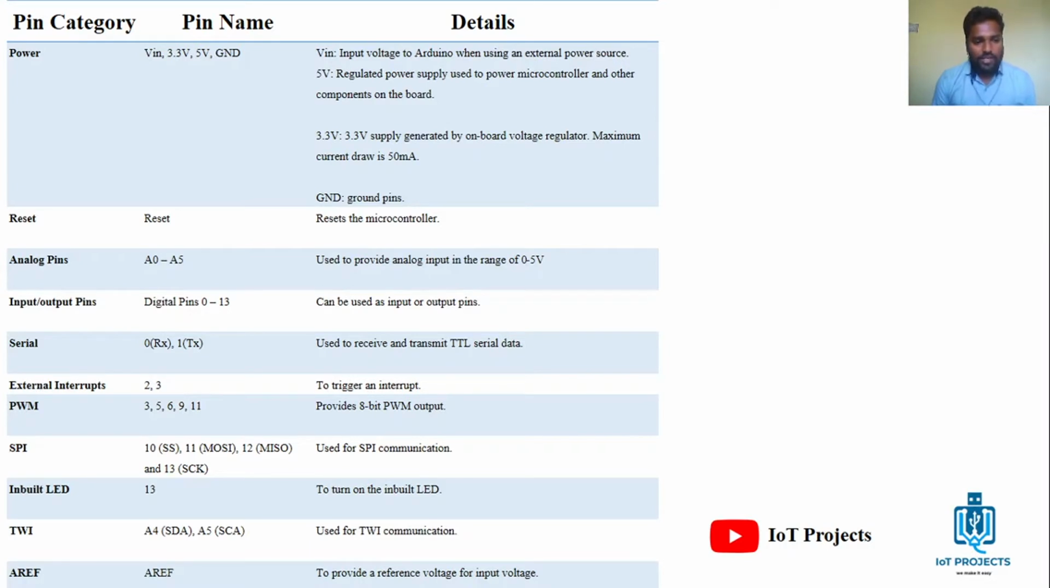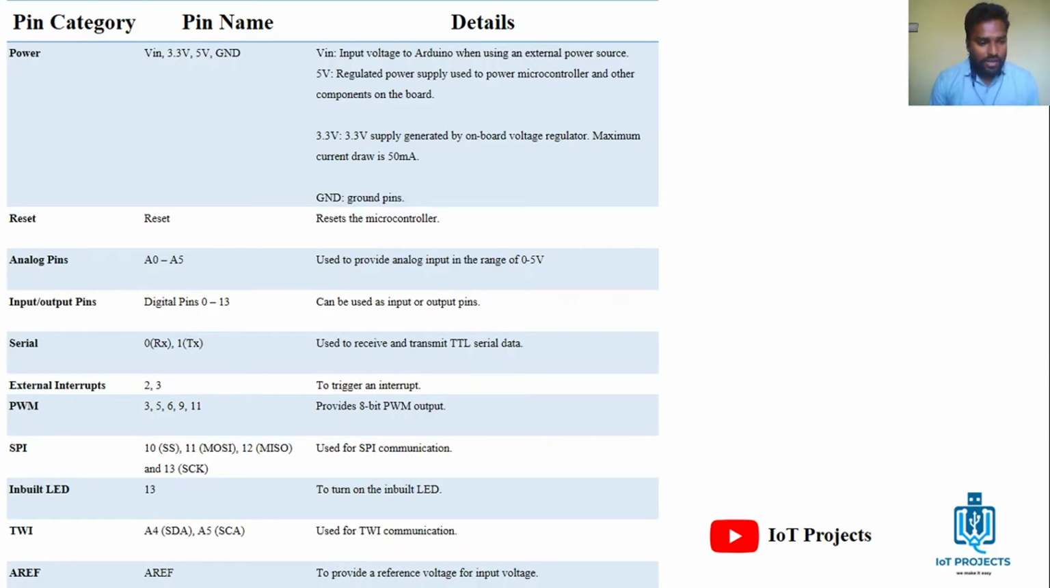In the digital input output pins, pin numbers 3, 5, 6, 9 and 11 are dedicated to PWM signals. PWM signals are the signals that we use for providing PWM, that is pulse width modulation inputs, to different sensors or ICs, or we can say any other things.